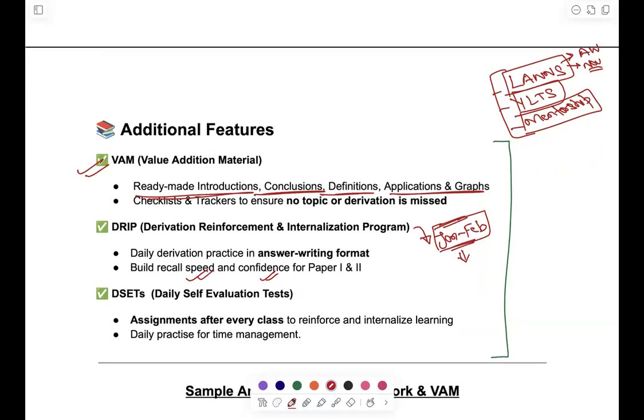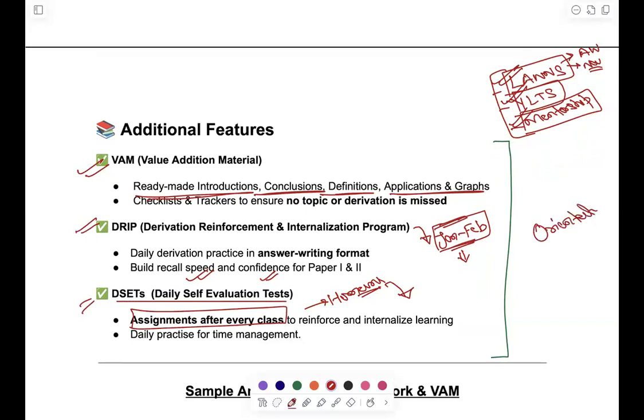Again, you will be having a desk DSET. Each week you will be having LAWNS, a test, and mentorship. Apart from that, you will be having one assignment after every class. It is just like homework, and you have to write in the answer writing format. Again, I will discuss these things in the orientation class.